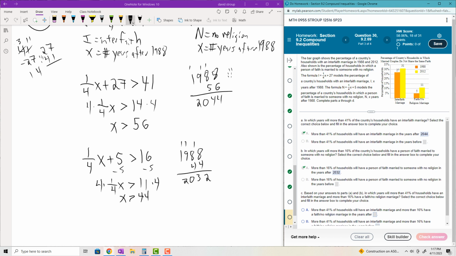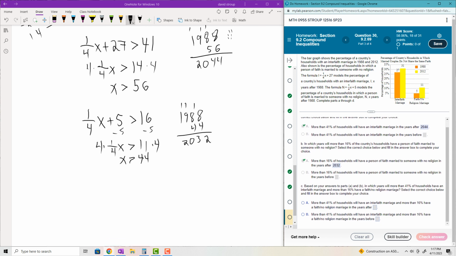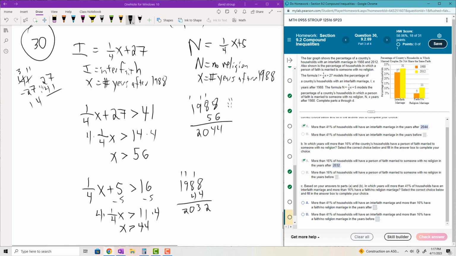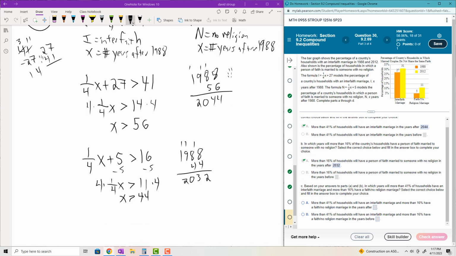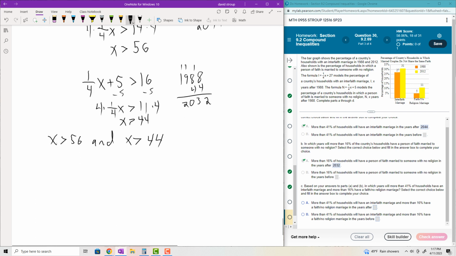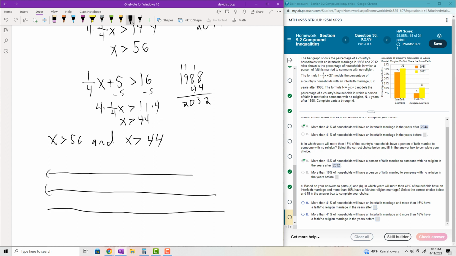This is the and version of the problem then. So now we have these two inequalities, and we want to find the intersection of them. Okay. So the two inequalities, x greater than 56 and x greater than 44. So you can do number lines if you want to, or if you can do it in your head at this point, that's fine as well. But I'm going to do number lines. Okay, so 44 and 56.